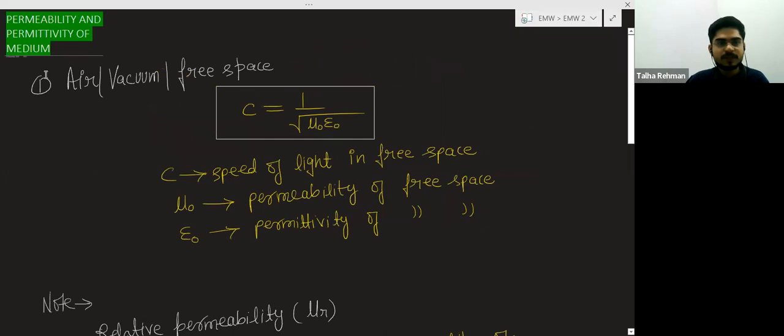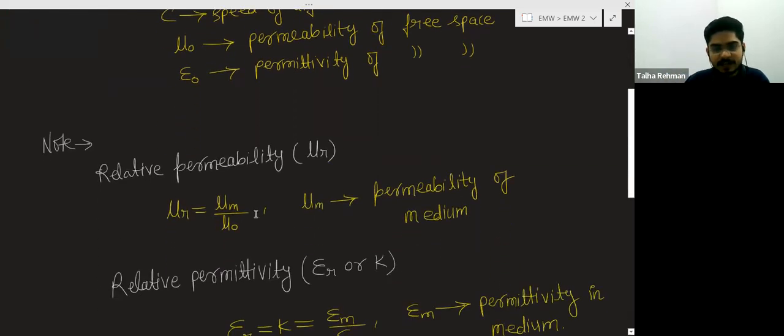Very simple relation. In air, vacuum or free space, the speed of light or speed of electromagnetic wave is equal to 1 upon square root of mu naught into epsilon naught. C is the speed of light in free space, mu naught is the permeability of free space, epsilon naught is the permittivity of free space. Now there is a relation between the permittivity of medium and permittivity of free space. That is defined by the relative permittivity.